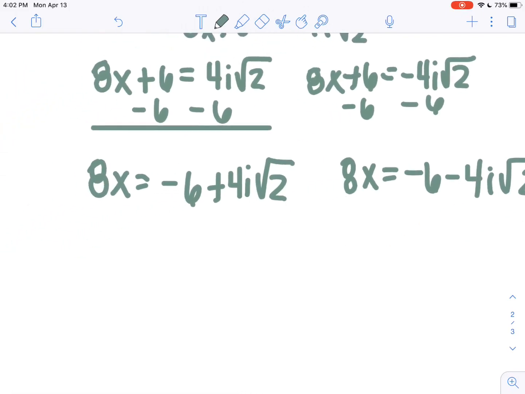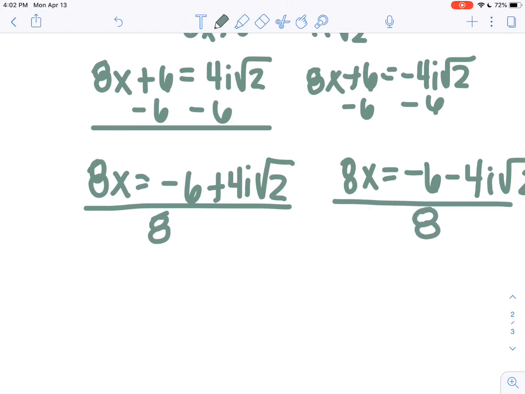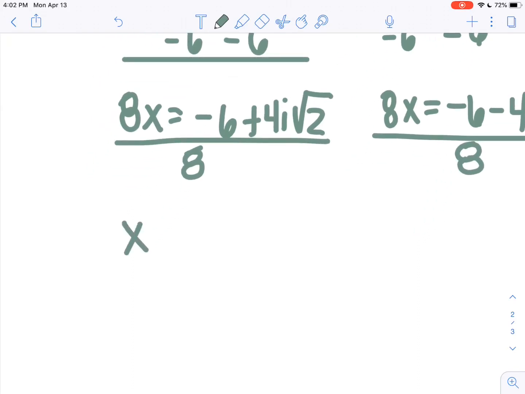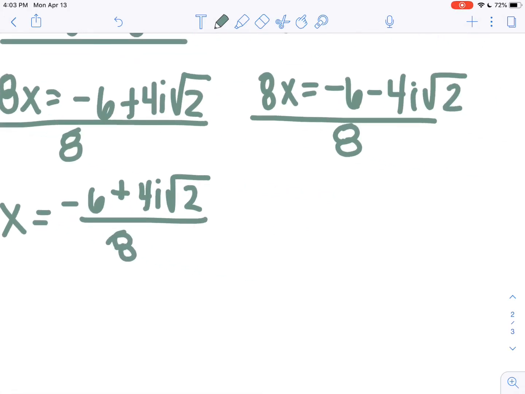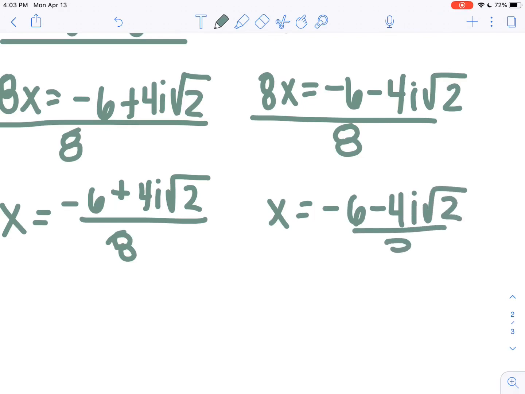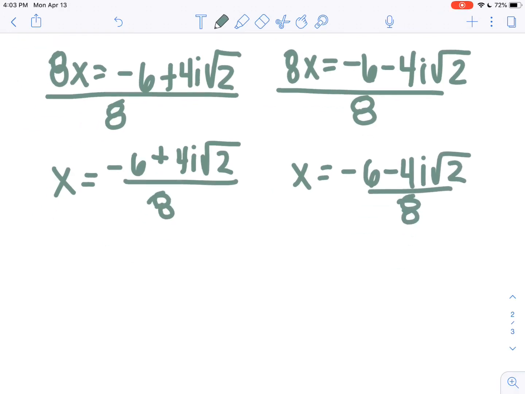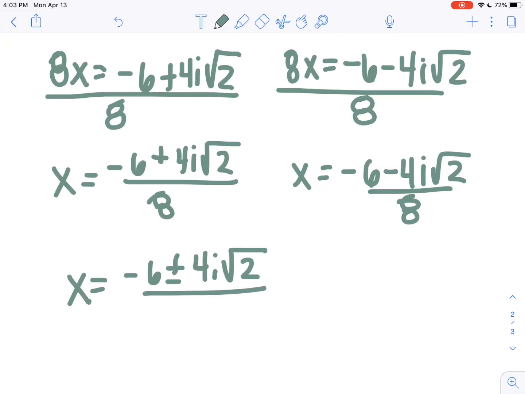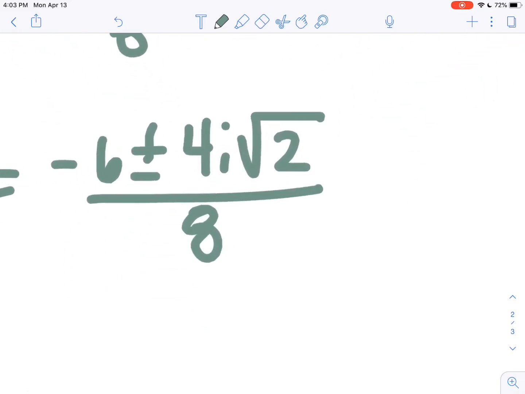Okay, and then you're going to divide by 8. So I get x equals negative 6 plus 4i root 2 over 8, and x equals negative 6 minus 4i root 2 over 8. Okay, so if you want to write this as one answer, you can. So negative 6, you could have kept it like this the whole time with the plus minus. It's saying the same exact thing, but also make sure you're fully simplified.